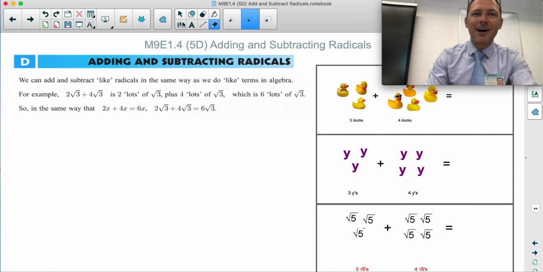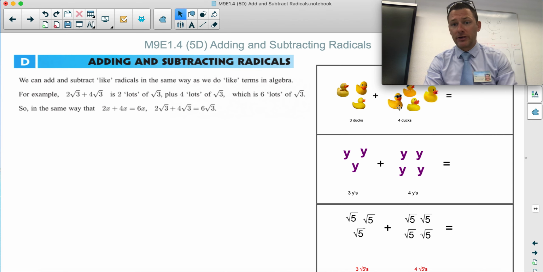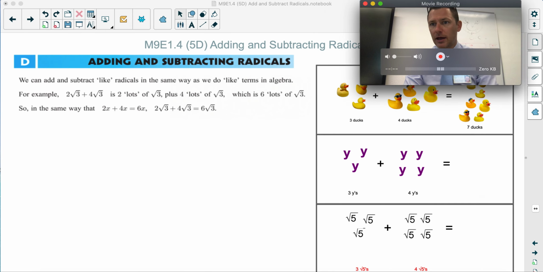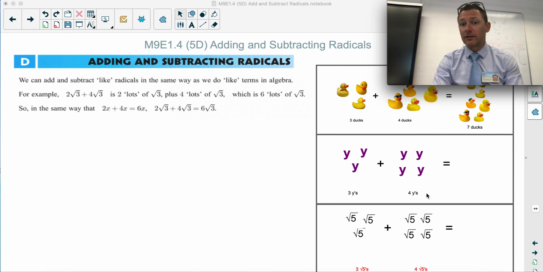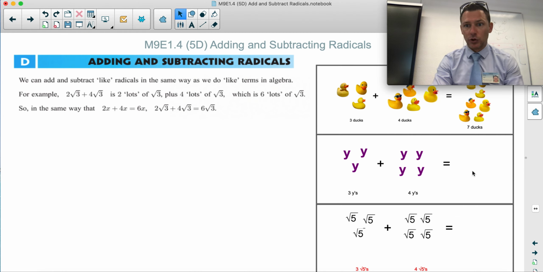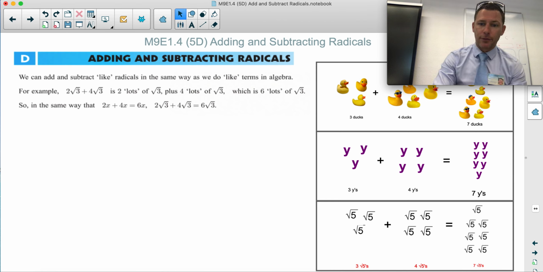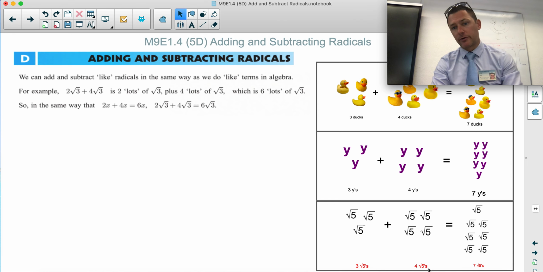Get excited. But it's just like adding anything. If you have 3 ducks and 4 ducks, if you add them up, you get 7 ducks. I assure you, there's 7 ducks. If you had 3 y's and 4 y's, if you added them up, you'd get 7 y's. And if you had 3 root 5's and 4 more root 5's, you'd get 7 root 5's. So 3 square root of 5's plus 4 square root of 5's gives you 7 square root of 5, just like anything else you're adding up.